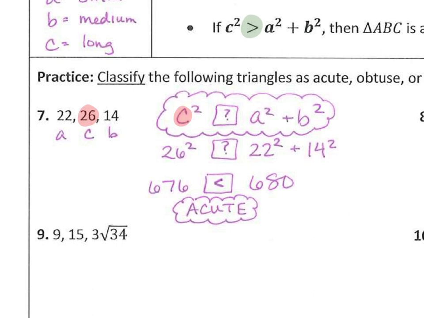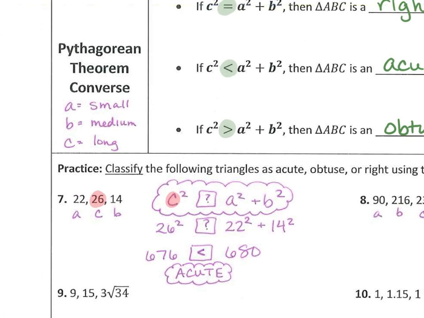We calculate. 26 squared is 676. I would type in my calculator 22 squared plus 14 squared, I get this number. Which one's bigger? 680 is bigger, so I'm going to put the mouth open towards the 680, and I have used the less than sign, which means that this triangle is acute. Remember, less than sign is acute.